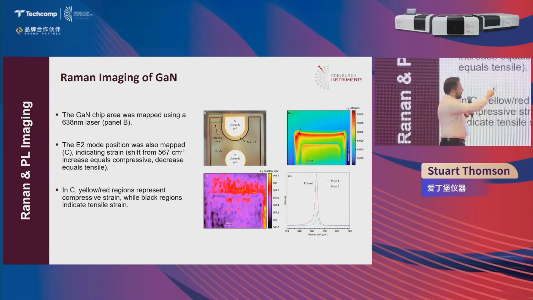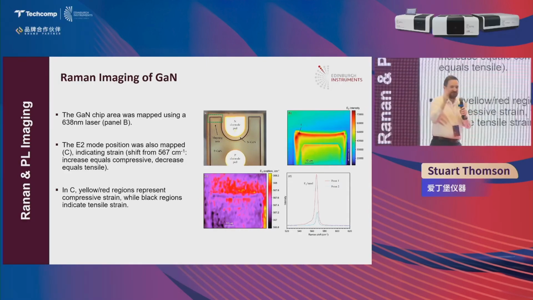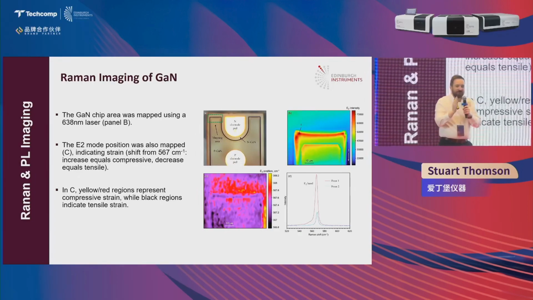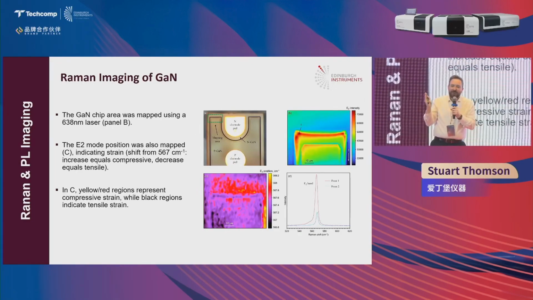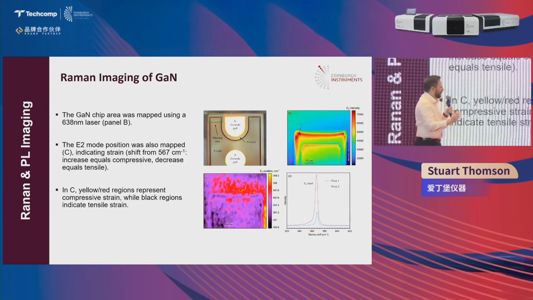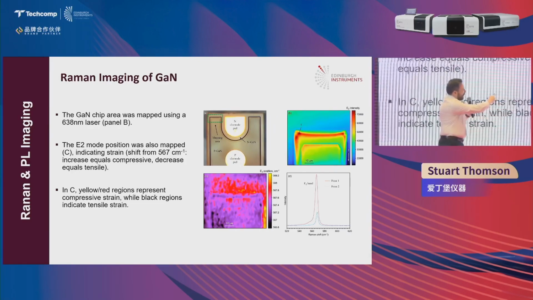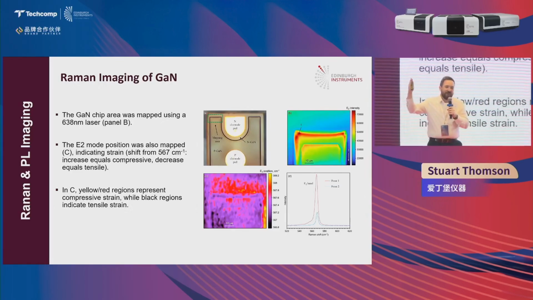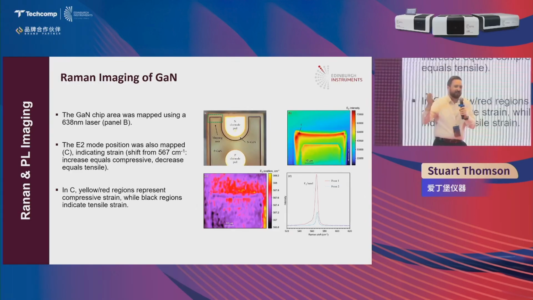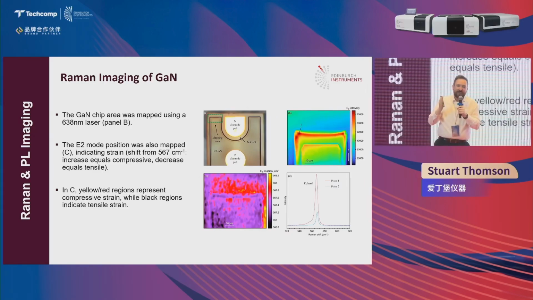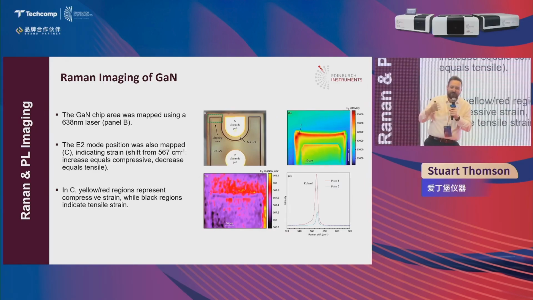Then on the bottom left, we're now monitoring the position of the phonon mode, and that tells us what strain and stress are within the gallium nitride. So you can see that there's this region in red, which has its phonon mode shifted to higher wave numbers, and that tells us that the gallium nitride is under compressive strain in that region, which has shifted the phonon mode.